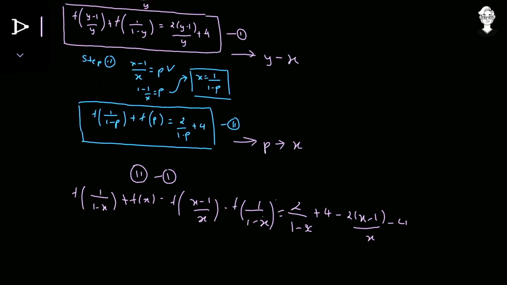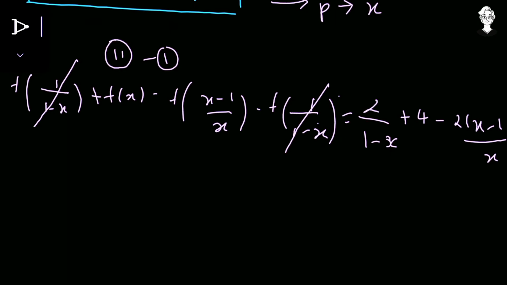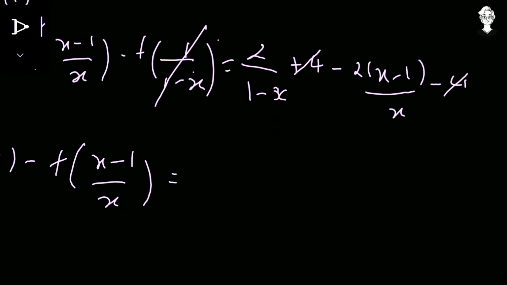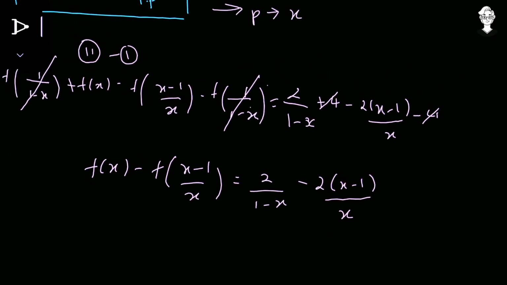As you can see, all the y's and all the p have turned out to be x, and we have just subtracted both equations. As it is a function, we can do that. So here we can see that f of 1 upon 1 minus x and f of 1 minus 1 upon x got cancelled out, and the only remaining thing is f of x minus f of x minus 1 upon x, and that is equals to this thing. And here also we can see positive 4 and negative 4 get cancelled out. Here we get that 2 upon 1 minus x minus 2 times x minus 1 upon x. Okay, this is the equation we have just got.